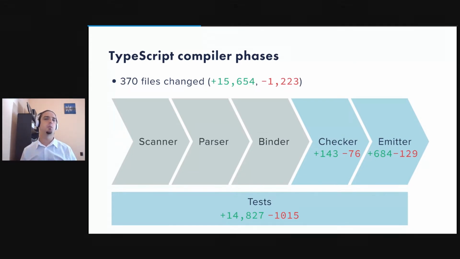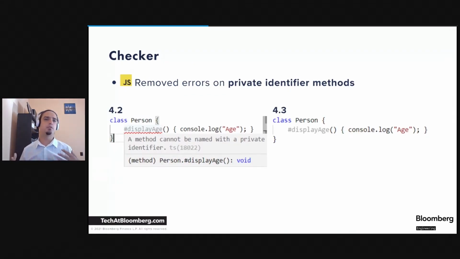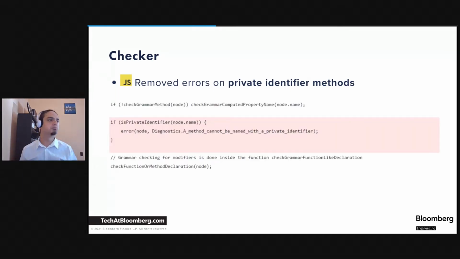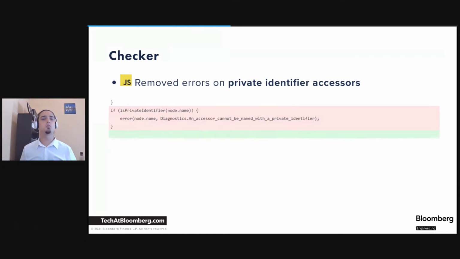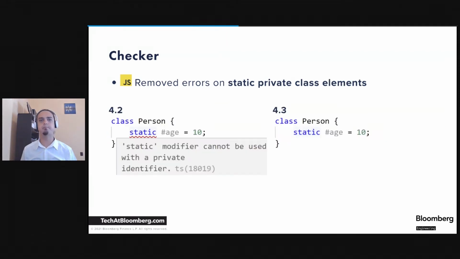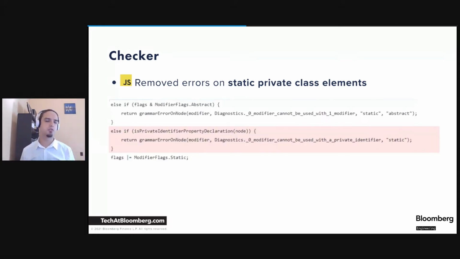And let's look at some of the changes we made in the checker. The first type of change that we needed to make was to remove some errors. For example, previously, methods could not be named with a private identifier. Now they can. So we just removed some code. We deleted the code, the error went away. Similarly, accessors could not be named with a private identifier. This is no longer the case, so again, we had to delete some code. Static modifier cannot be used with a private identifier. Well, now it can. So again, we just removed some code.